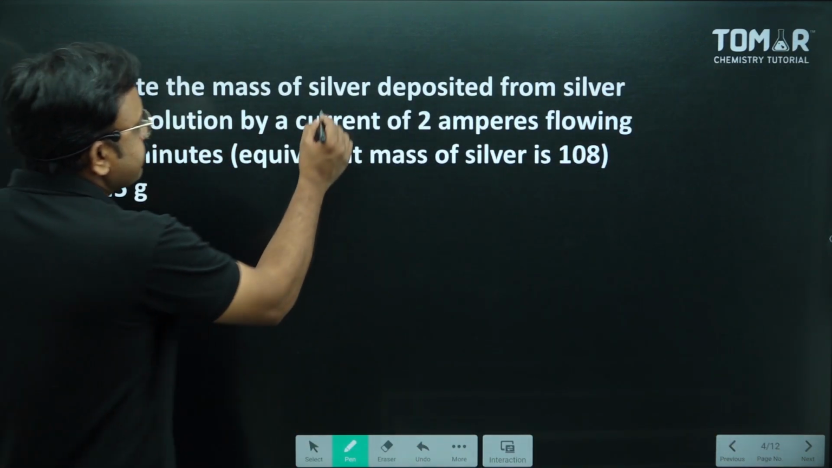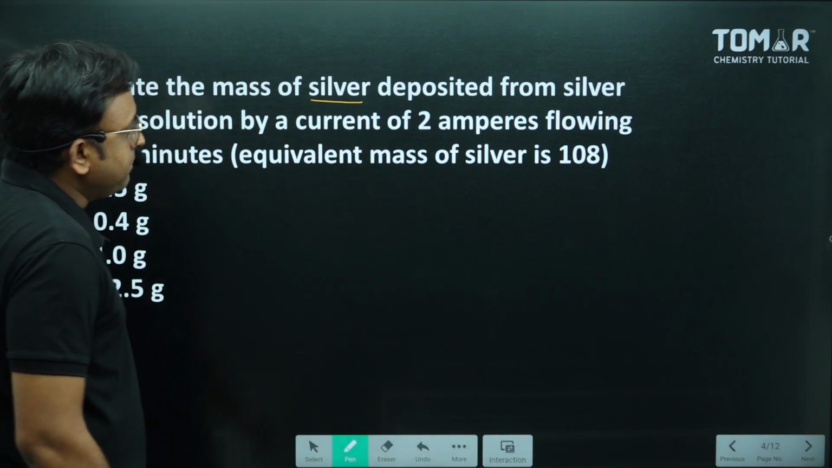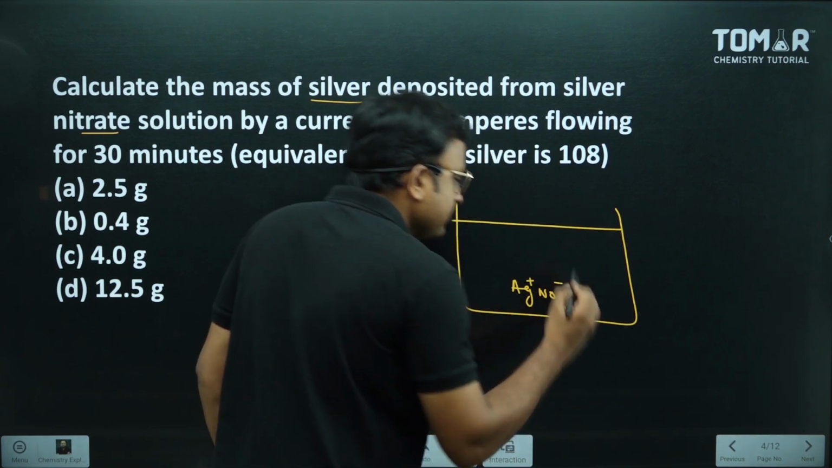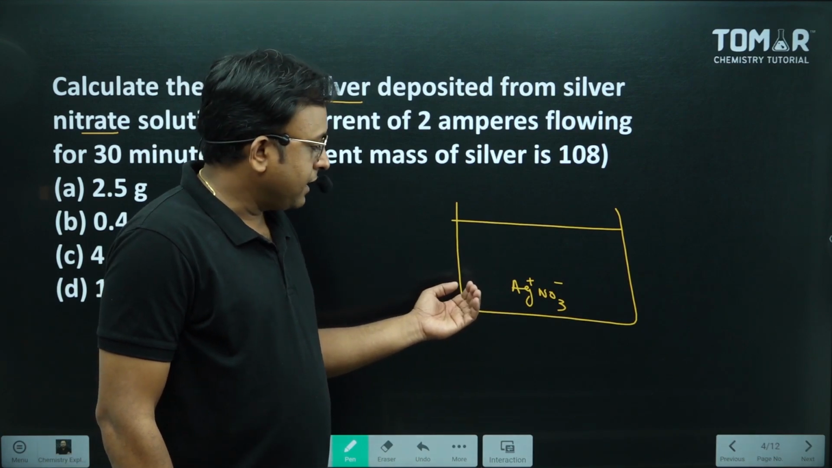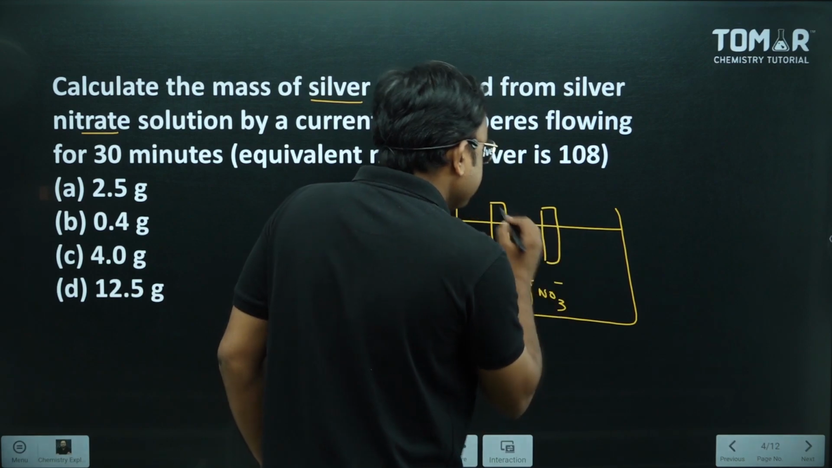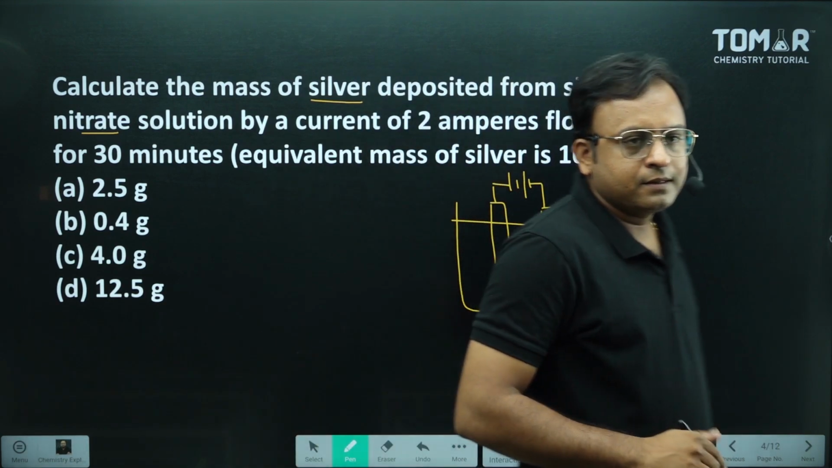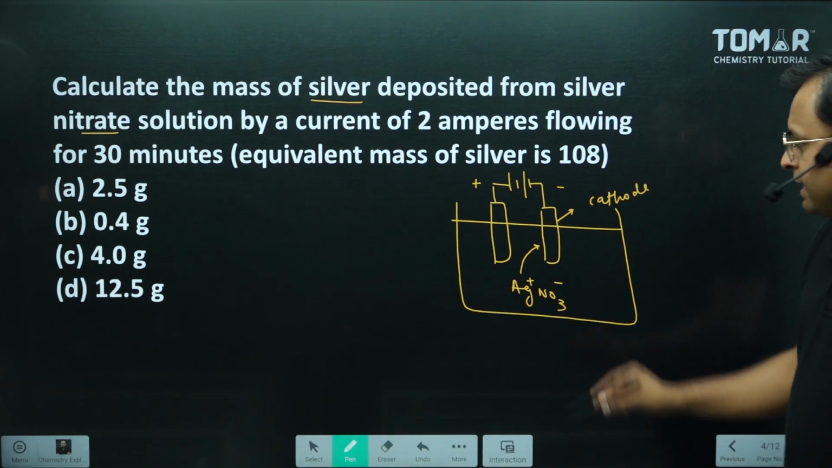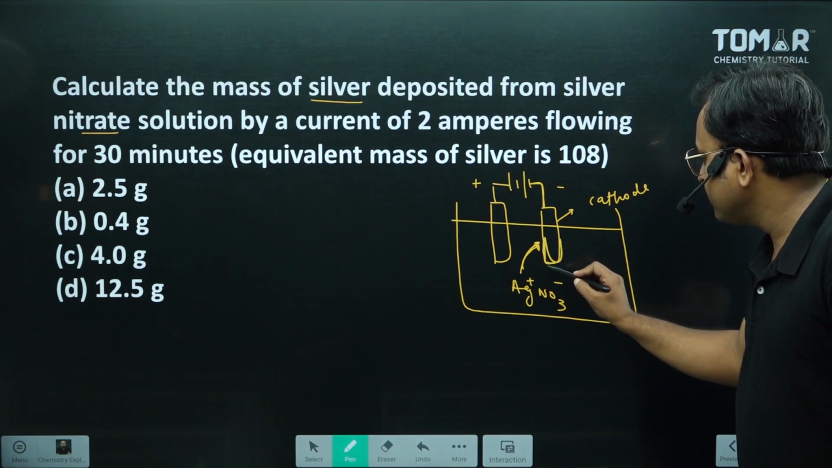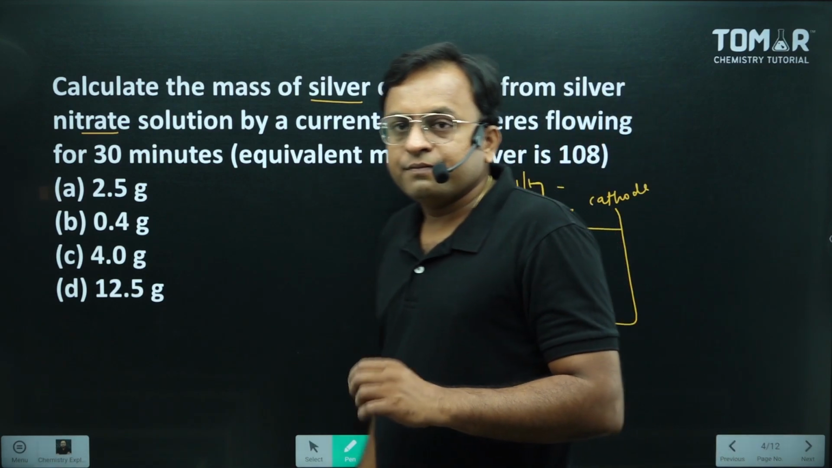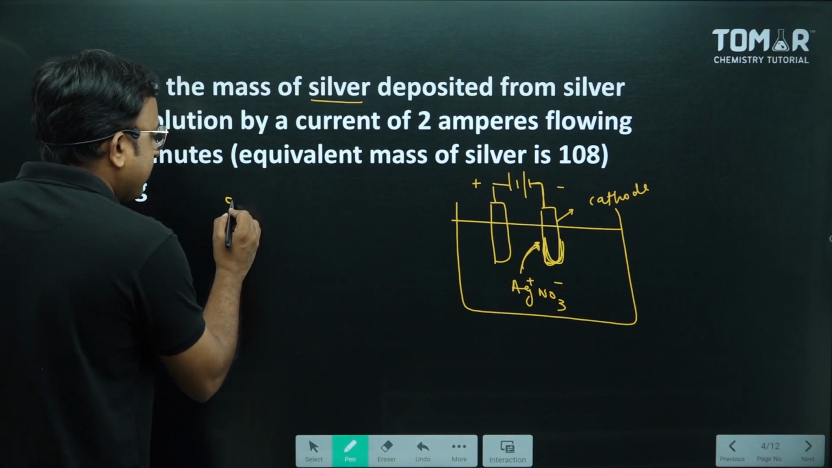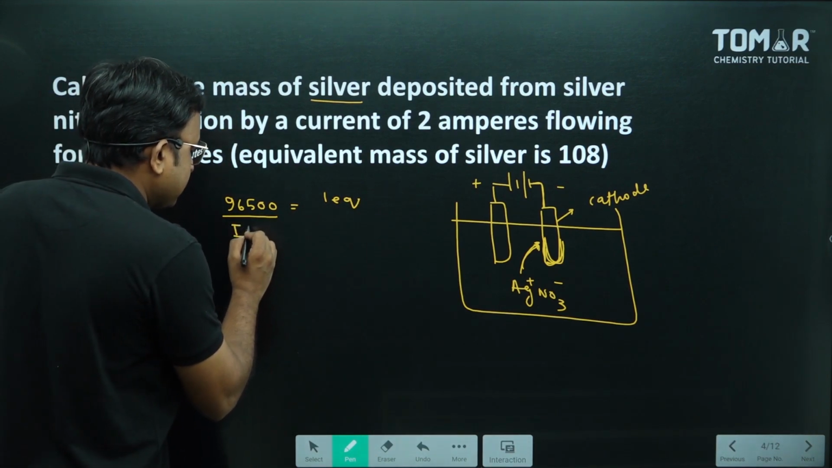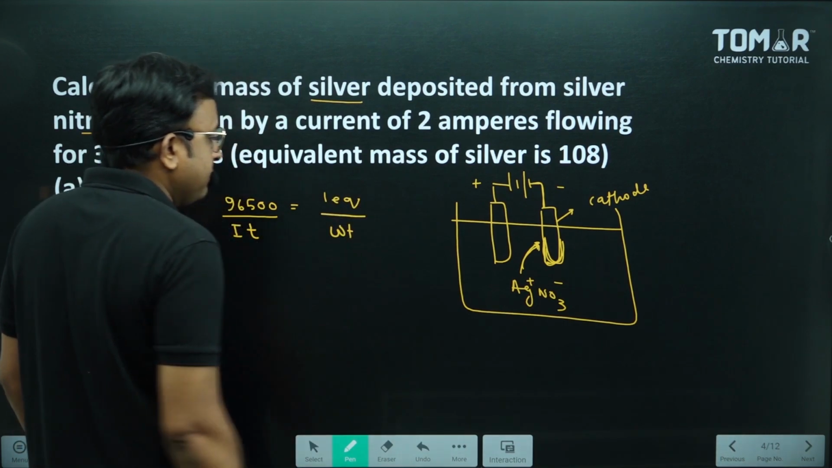First question: calculate the mass of silver deposited from silver nitrate solution by a current of 2 ampere flowing for 30 minutes. Suppose we have a solution of silver nitrate. Silver nitrate will break into Ag plus and NO3 minus. Now electrodes are placed in the solution and silver will be deposited at the cathode. As the electricity passes, silver will deposit on this electrode. Now we have to write Faraday's second law of electrolysis: 1 farad, 96500, will deposit 1 equivalent, then Q charge, which can be written as current into time, will deposit how much weight of silver.